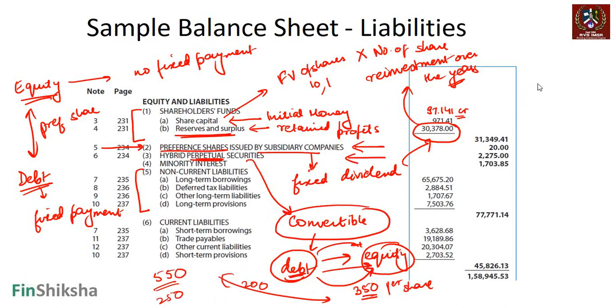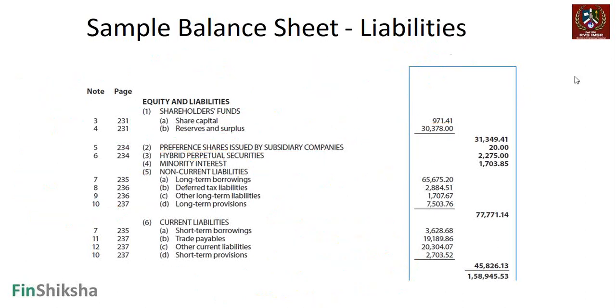Then comes the next term, which is called minority interest. Now, what is the minority interest? Remember we said about consolidation, and what were we consolidating? We were consolidating anything that has a greater than 50% stake.